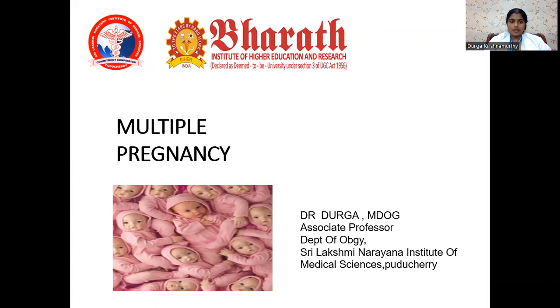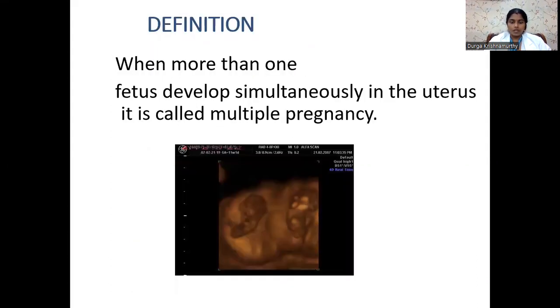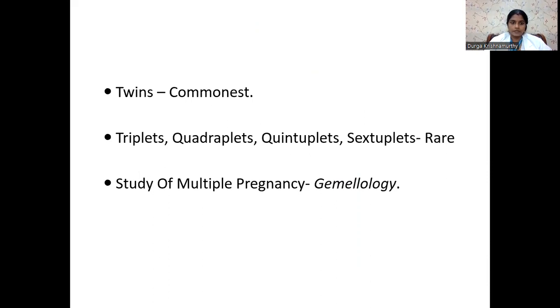We shall discuss our topic, multiple pregnancy. We shall first discuss the genesis and the etiology of multiple pregnancy. When more than one fetus develops simultaneously in the uterus, it is called multiple pregnancy. The commonest one are the twins. We do have triplets, quadruplets, quintuplets, sextuplets, which are very rare in occurrence. The study of multiple pregnancy is called etiology.